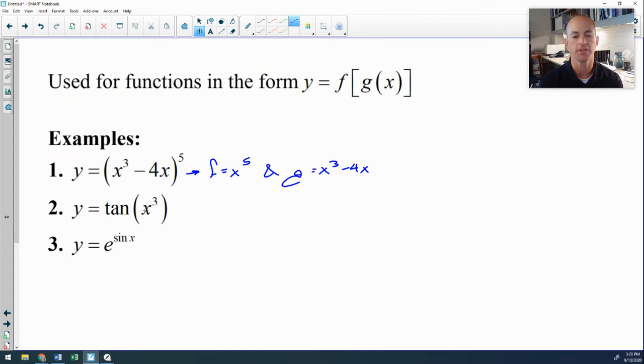Inside the tangent function, I have x cubed. And so you could say my outside function is tangent x. And then inside that tangent x is the other function of x cubed.